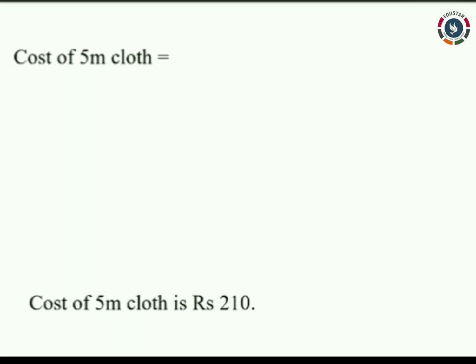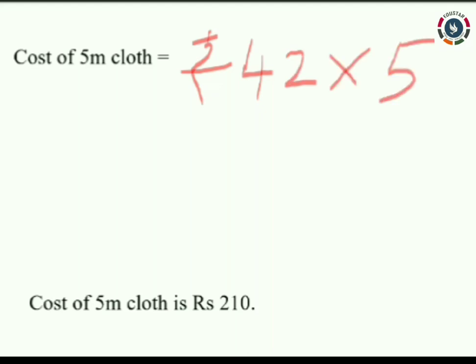Already we have found the cost of 1 meter cloth. Now you have to find the cost of 5 meter cloth. For finding 5 meter cloth you have to do multiplication, right? The cost of 1 meter cloth is 42 rupees, and now we are going to find for 5 meter. Do multiplication, you will get the answer as rupees 210. So the cost of 5 meter cloth is rupees 210.